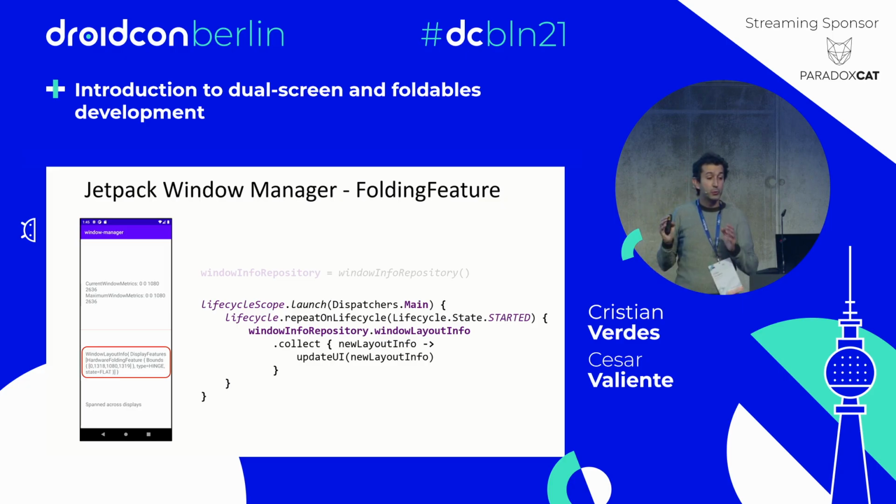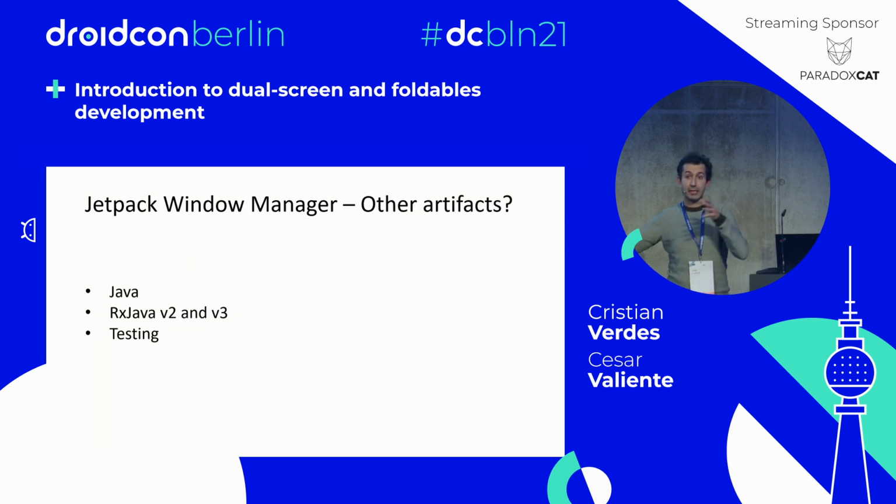And that's all. If you are wondering about the other properties that we have seen before, like occlusion type, is separating, and so on, you can also get those properties through window info repository, through the window layout info. And that's all regarding Jetpack Window Manager. As you have seen, it's very easy and very powerful. The information it gives you is really direct to the point.